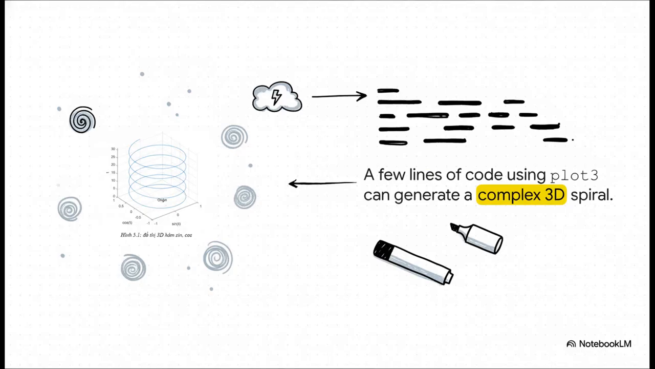And check this out. It's kind of crazy how a few simple lines of code can create something this elegant. I mean, all you do is define your points, your X, Y, and Z, pop them into plot3, and boom, you get this gorgeous spiral. It's the perfect way to dip your toes into 3D.